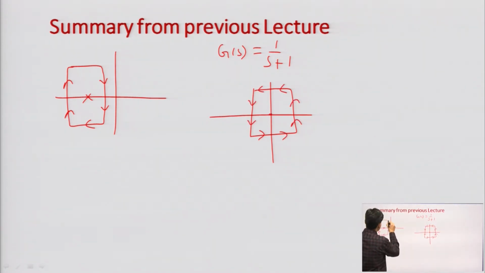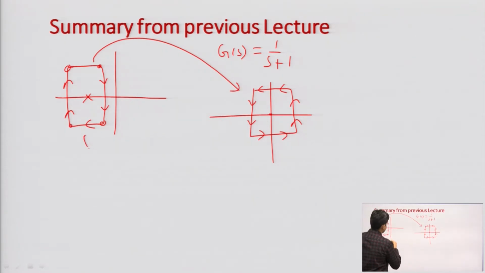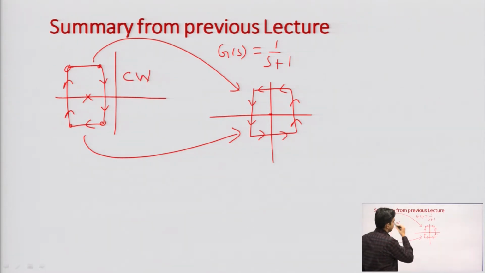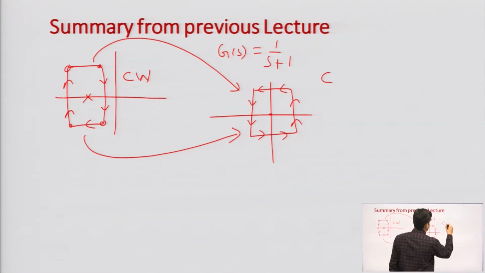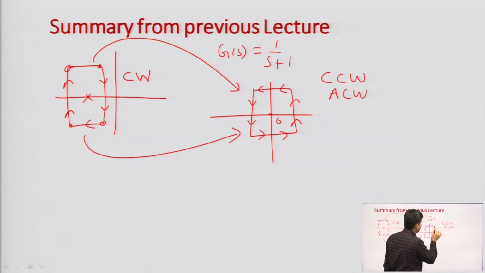Last time we had taken certain points of this contour, and then I mapped these points in the GS HS plane. If a contour is covering this pole in clockwise direction, then in the GS HS plane it will cover in counterclockwise or anti-clockwise direction, that you can see, right. It will encircle the origin. In the same way, if we talk about a 0 in the S plane, if we cover a 0 in clockwise, then we will get in the GS plane encirclement of the origin in clockwise, right.